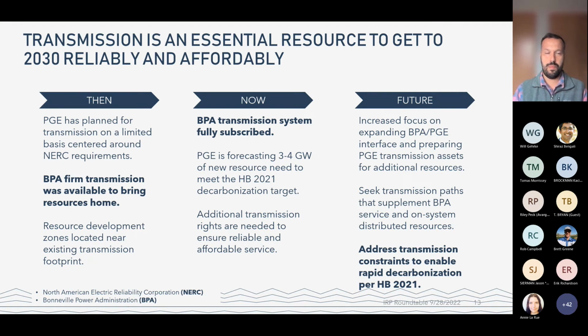Yeah, I'm just wondering that PGE is forecasting 3 to 4 gigawatts of new resources. Is that just for PGE, or is that everything that currently would be using BPA?